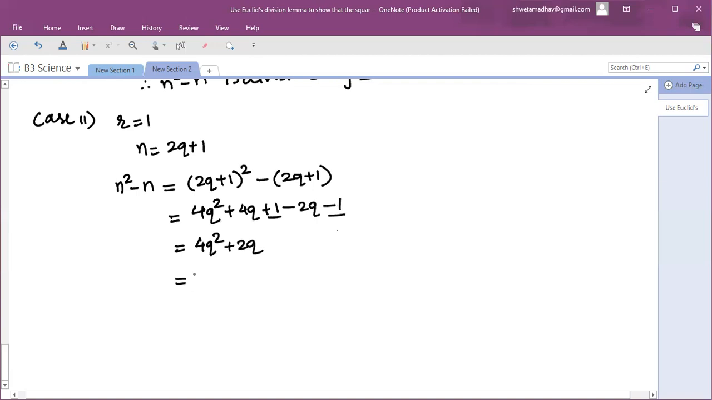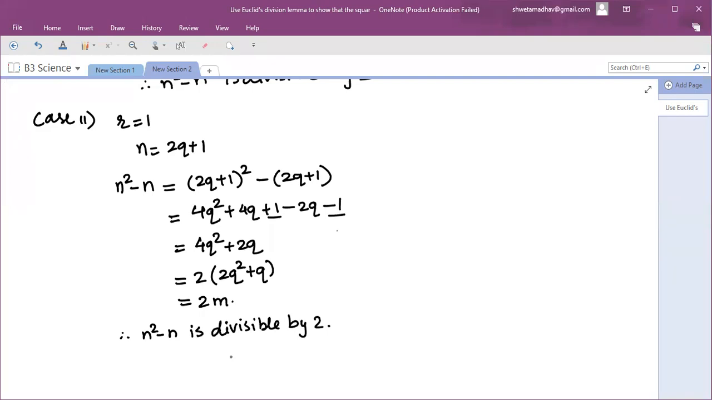Can we show this term as a product of 2? Taking 2 common, we will get 2 into 2q square plus q. So can we write this as 2 into m? That means n square minus n has 2 as a factor. Therefore, n square minus n is divisible by 2. Clear?